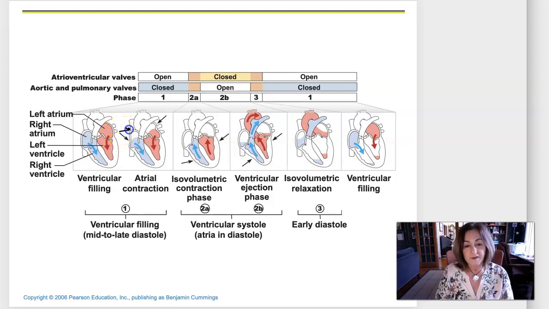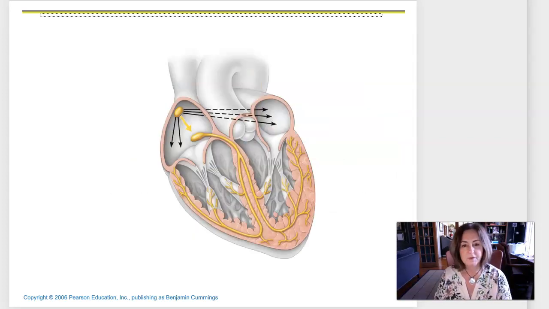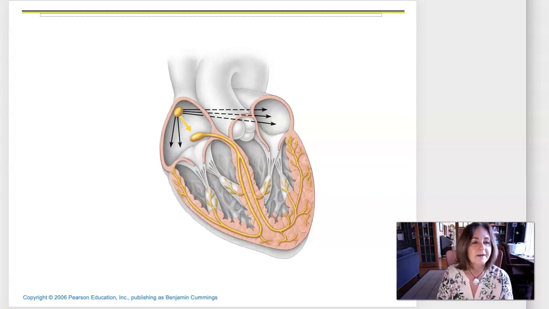Next picture shows us the heart is going to start to contract. And when the heart contracts, what happens is the atria first contract, and then the ventricles contract. So I'm going to go back to a picture that we looked at in the last video. So remember, this is the cardiac conduction system. Taking a look at this picture just real quick, and we'll go back to the cardiac cycle.